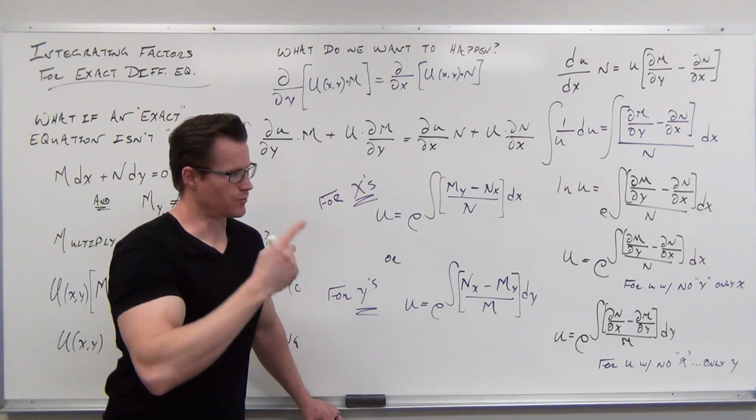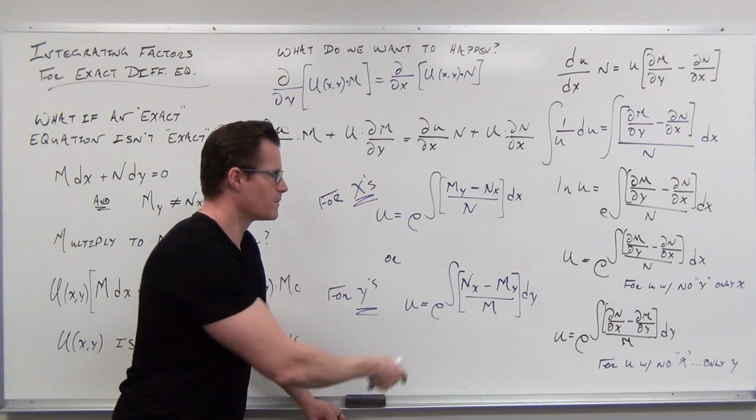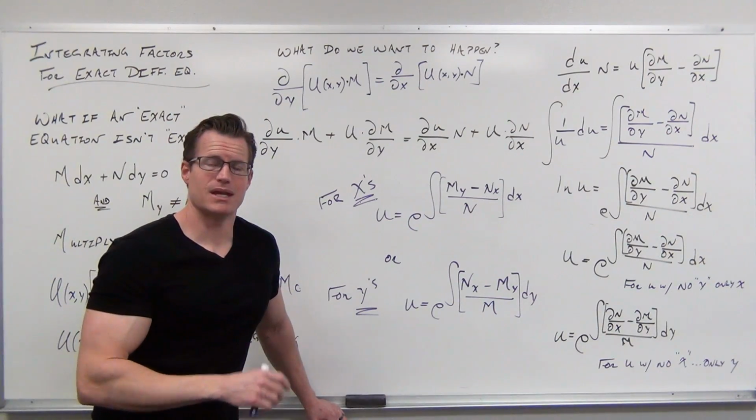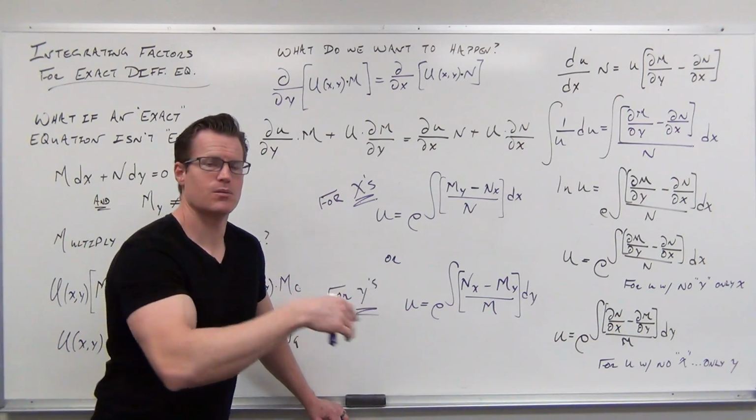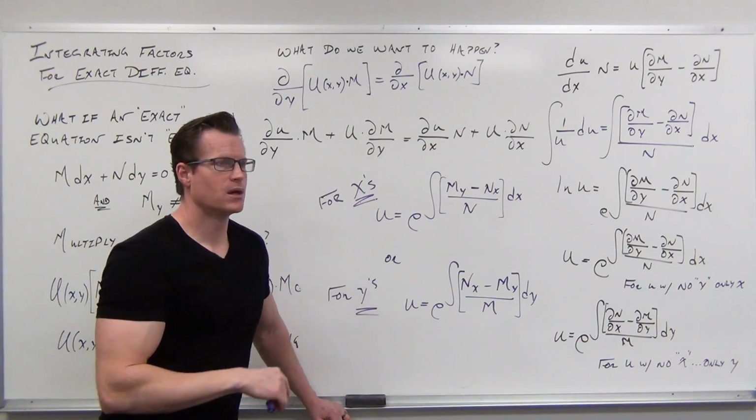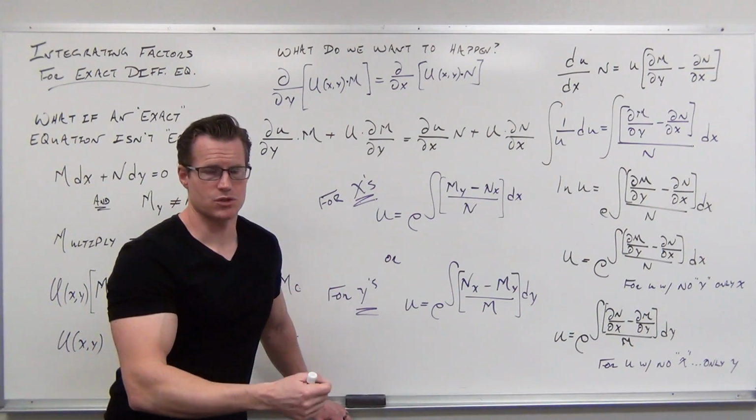I'm going to say, okay, let's reverse it. Let's subtract them in the opposite order, and let's divide by m this time. And if that gives me something with only y's, then I'm going to integrate, take e to that, multiply my differential equation, and get an exact differential equation that's going to work.